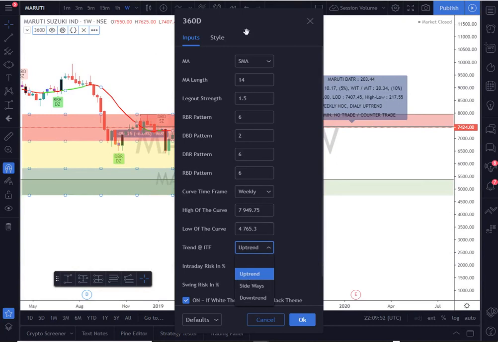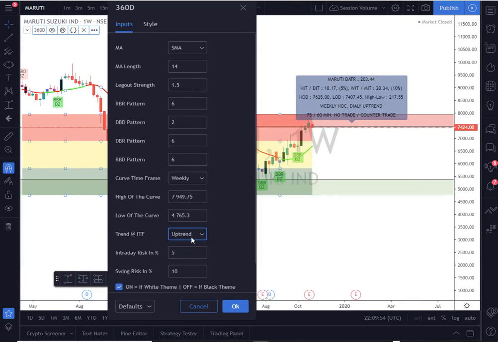If it was a sideway market, I would choose sideway. If it's a downtrend market, I would choose downtrend. Whereas on our trading setup on the intermediary time frame, we see the market is in uptrend, so we would select uptrend here for the trend identification.